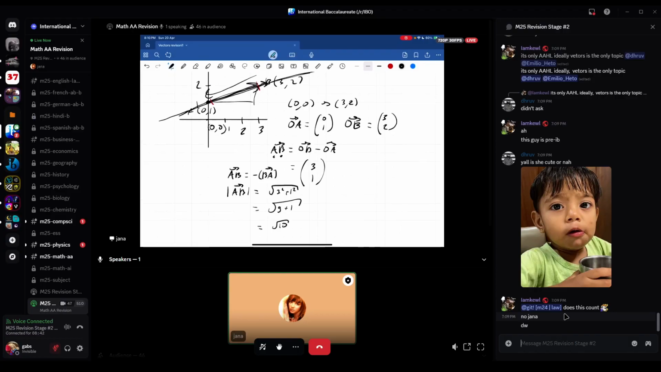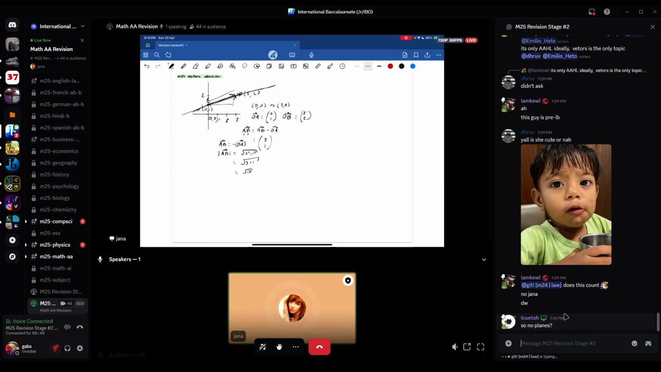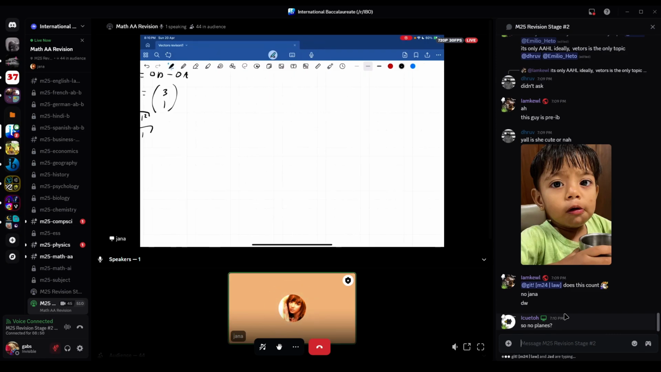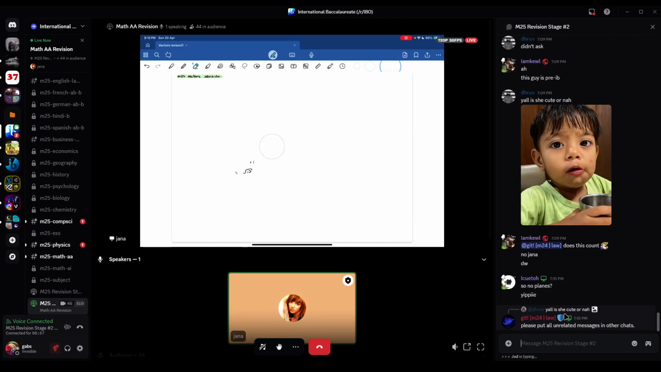Also, you can add vectors together. So, okay, wait, I'm going to draw a new grid because that one's getting a little bit messy. Yes, planes are part of vectors. I'm going to erase all of that because it's getting really messy, and we're going to draw another chart, okay?